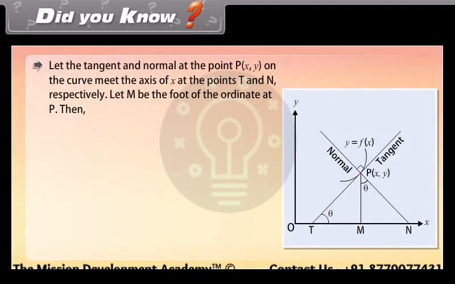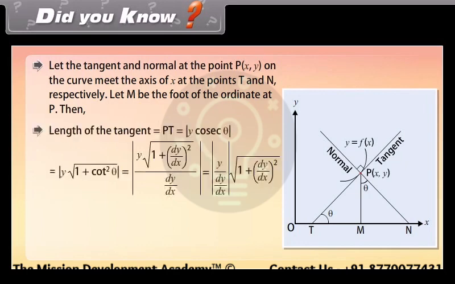Did you know? Let the tangent and normal at the point P(x, y) on the curve meet the axis of x at the points T and N, respectively. Let M be the foot of the ordinate at P. Then, length of the tangent is equal to PT is equal to modulus of y cosec theta is equal to modulus of y into square root of 1 plus cot square theta is equal to modulus of y into square root of 1 plus (dy/dx)^2 divided by dy/dx is equal to modulus of y/(dy/dx) into square root of 1 plus (dy/dx)^2.